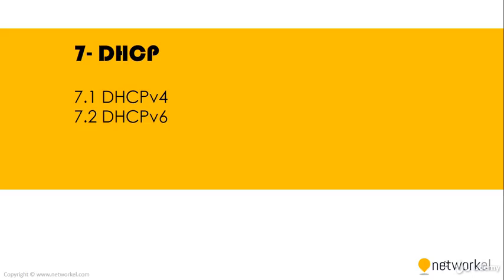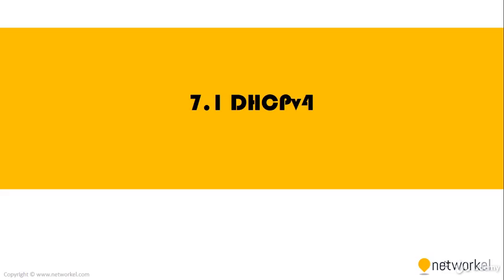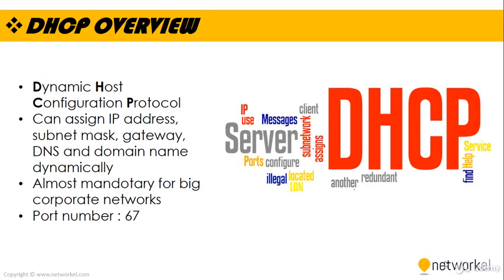In this section, we're going to talk about the DHCP protocol, and let's go ahead with DHCP version 4 first. DHCP is a client-server protocol that automatically provides an IP host with its IP address and other related configuration information such as subnet mask, the default gateway, or the DNS, or something like that.